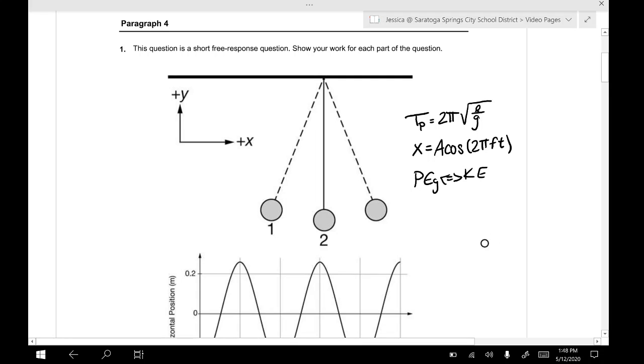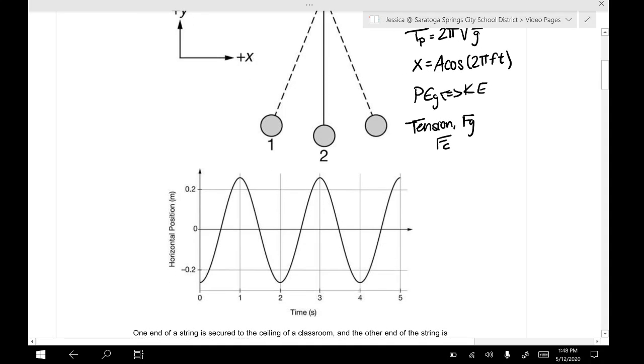And I know that the forces involved, we're going to have some tension forces, we're going to have some gravity, we might need to deal with centripetal forces or net forces, who knows. So then I'm presented with a graph of horizontal position versus time. Remember, the slope of this graph gives me information about the velocity.